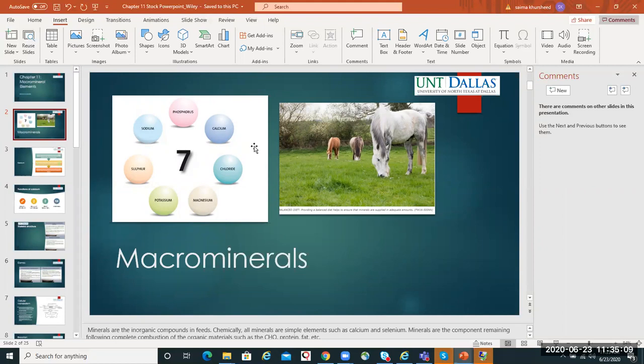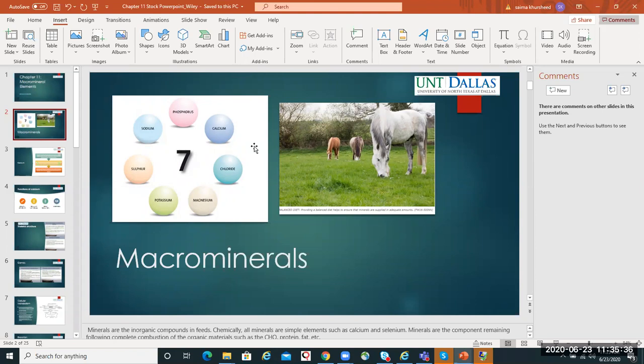processes. It has been shown that there are at least 22 inorganic elements that are required by some animal species and an additional 5 or more elements that may be essential. So the required elements can be divided into 2 groups: the macro elements and the micro elements. That's based on the relative amount that's needed in the diet.